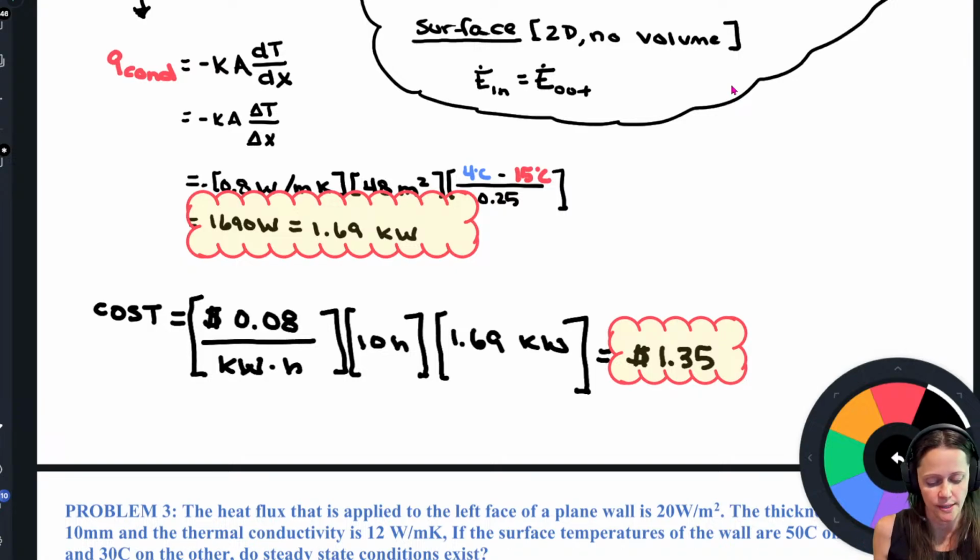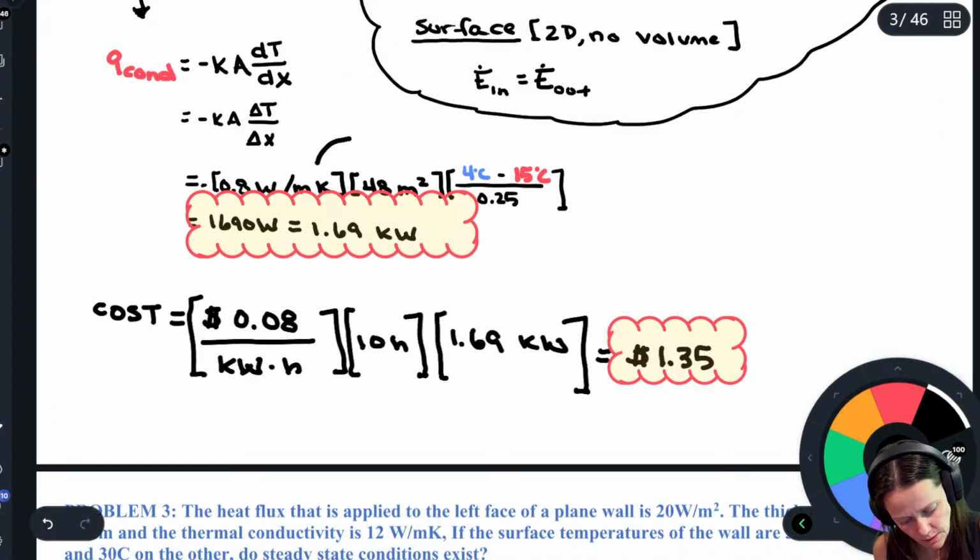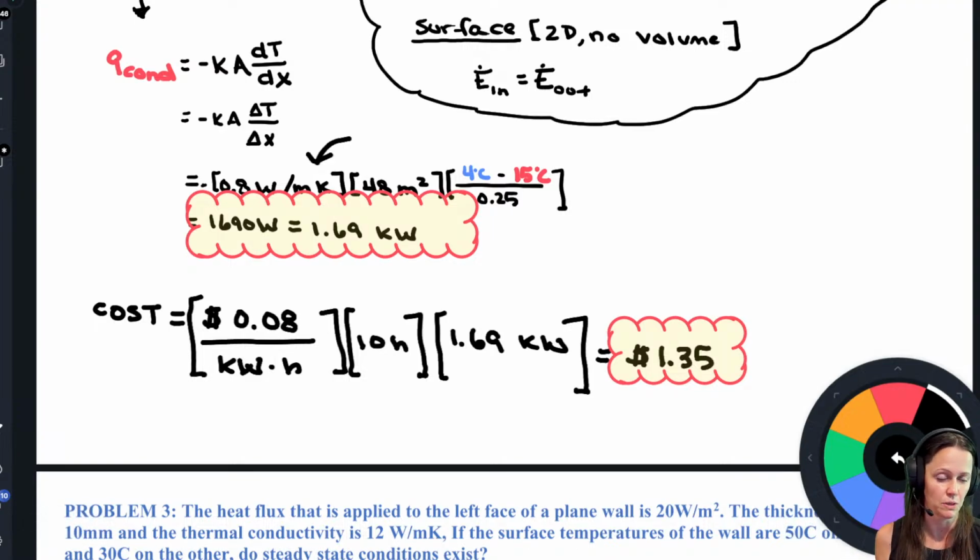Yes, absolutely. It doesn't matter whether I could have put that 0.8, talking about this one right here, as 0.8 watts per meter degree Celsius. It wouldn't really matter. Okay, so let's move on to the next one.